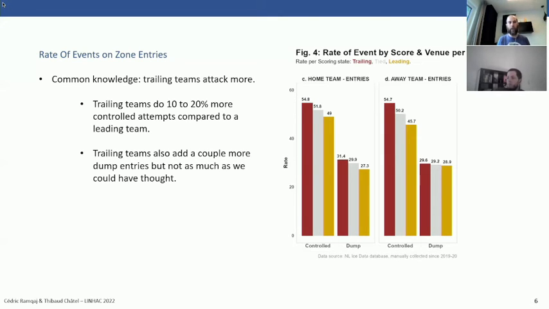The interesting fact is that trailing teams also had a couple more dump entries, but not that much, as we could have thought, because the common idea, I guess, would be that the defenses are playing tighter to defend their blue line. And so the offensive team, the trailing team, would have to try more dump entries, but that's not really the case here in the data that we see.